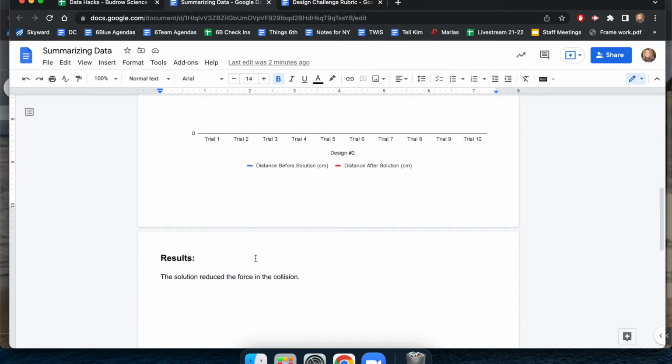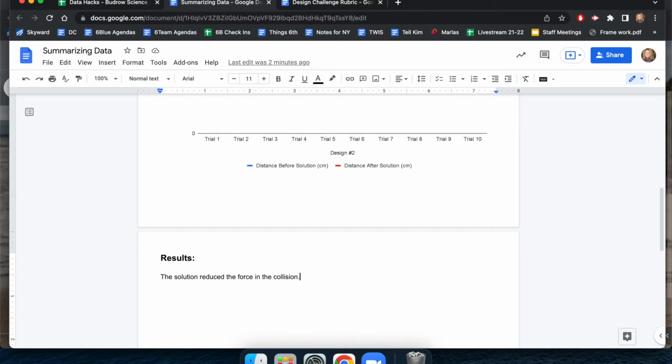So I'm going to go down here and I'm just going to write a claim. The solution reduced the force in the collision, right? That's my claim. I think if I was actually doing this, I'd describe the solution or I'd have a name for the solution, like the bouncy, bouncy phone case. Reduce the force in the collision. Bouncy, bouncy phone case. Interesting.